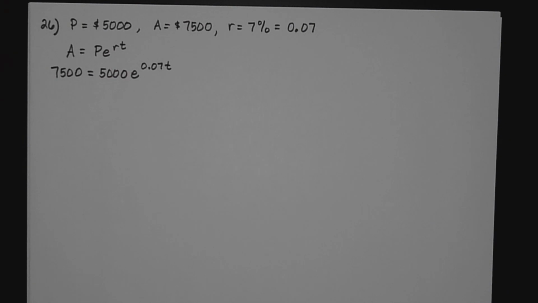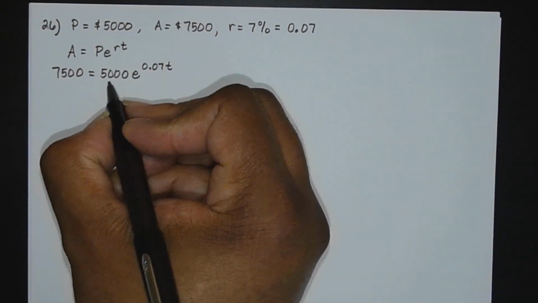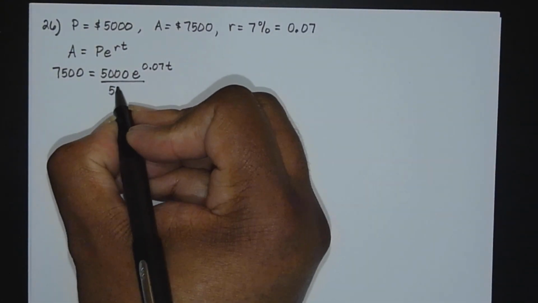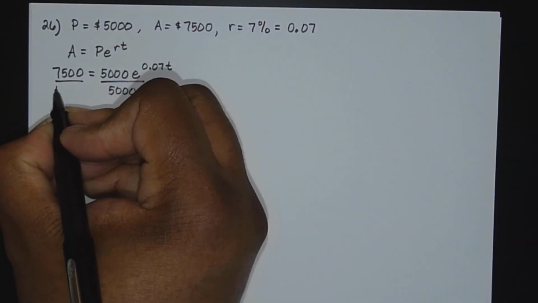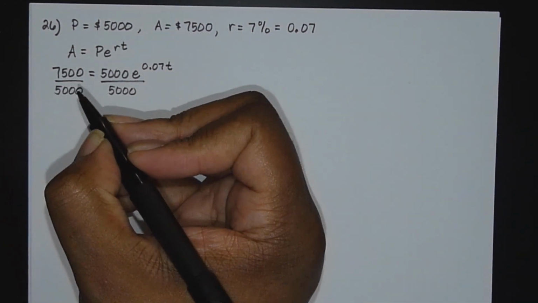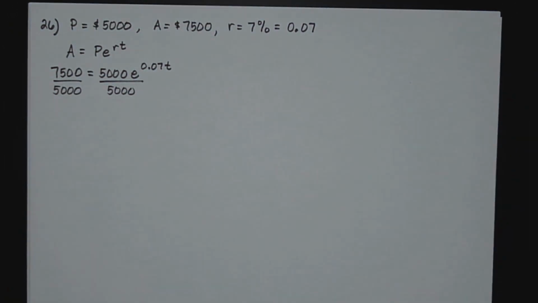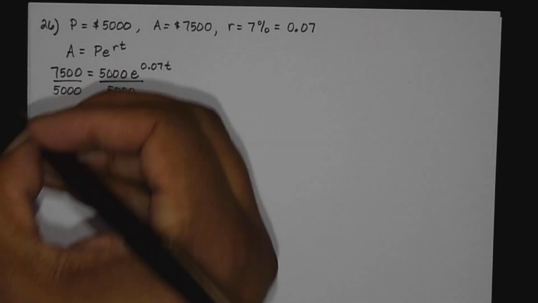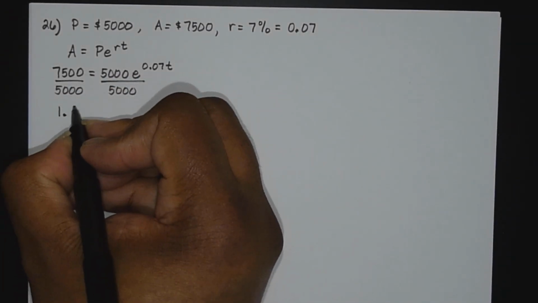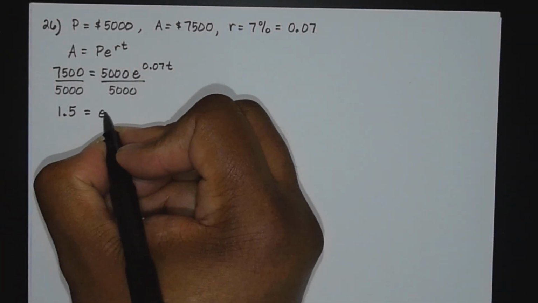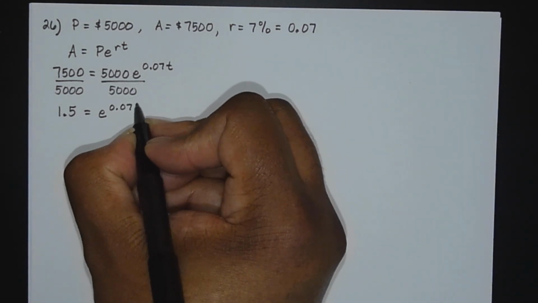Now we need to get the e to the 0.07t by itself, the exponential part. It's being multiplied by 5,000, so we need to divide both sides by 5,000. So here's 7,500 divided by 5,000. That'd be 1.5. So I have 1.5 equaling e to the 0.07t.